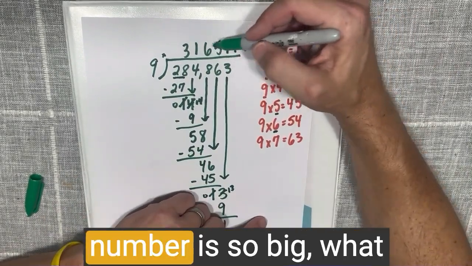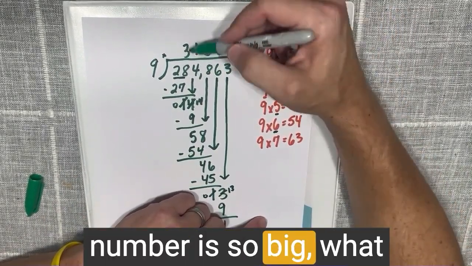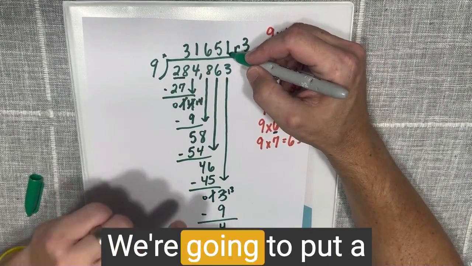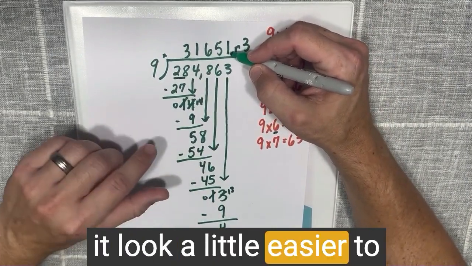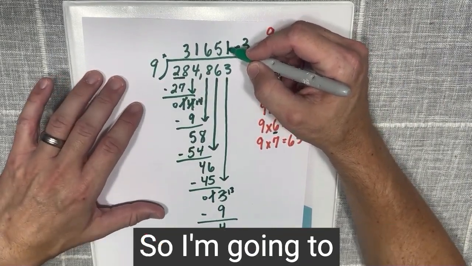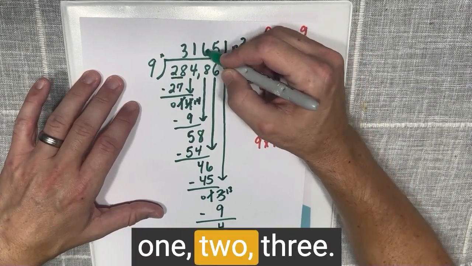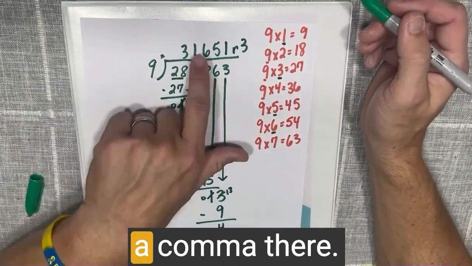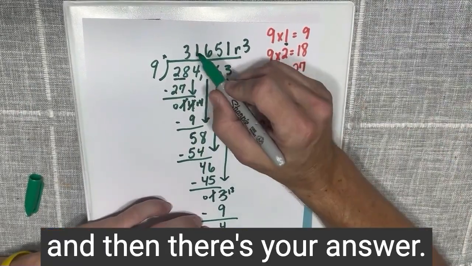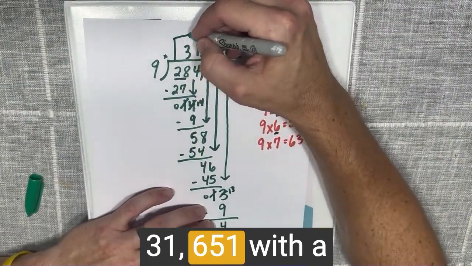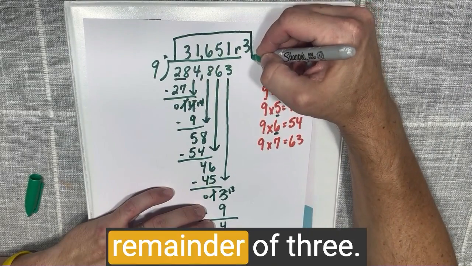Now, because this number is so big, what we're going to do is start in the back. We're going to put a comma in there. Makes it look a little easier to read, a little easier to say. So I'm going to start at the back. That 1 was the first digit. So I'm going to say 1, 2, 3. I'm going to put a comma there. And then there's your answer: 31,651 with a remainder of 3.